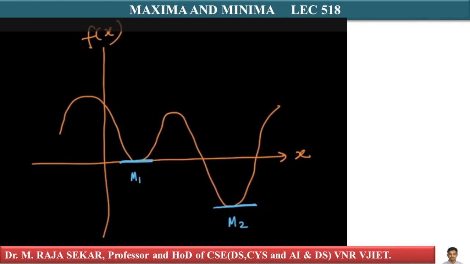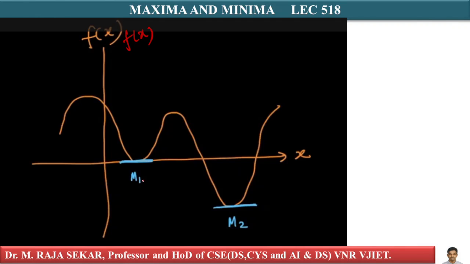There is another case here: the function having two minima, or I can say multiple minima. Just observe this one. Suppose this is my function. Let me assume this is my function f of x. This function has two minima.